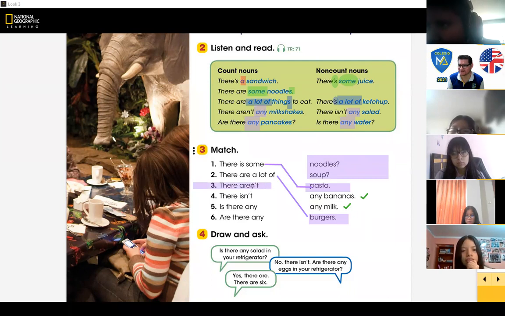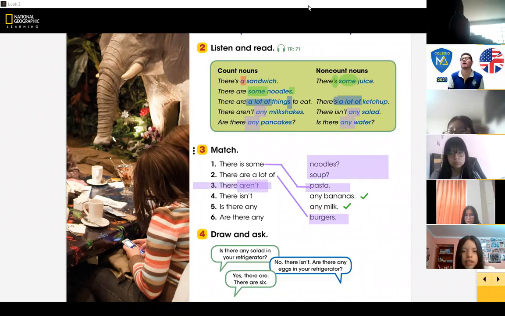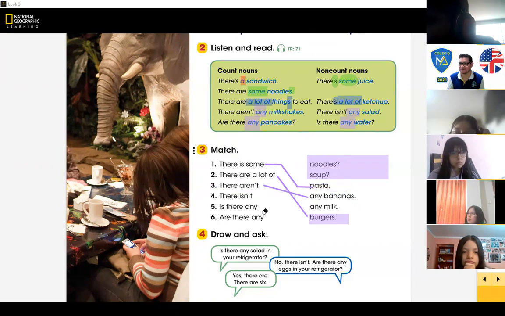Analizamos un poquito más. Dice, there aren't. ¿Es una negative en singular o plural? Plural. Any bananas. That's right. Any. ¿No? There aren't any bananas. Ahí está. Easy like that. Listo. Seguimos. Siguiente.